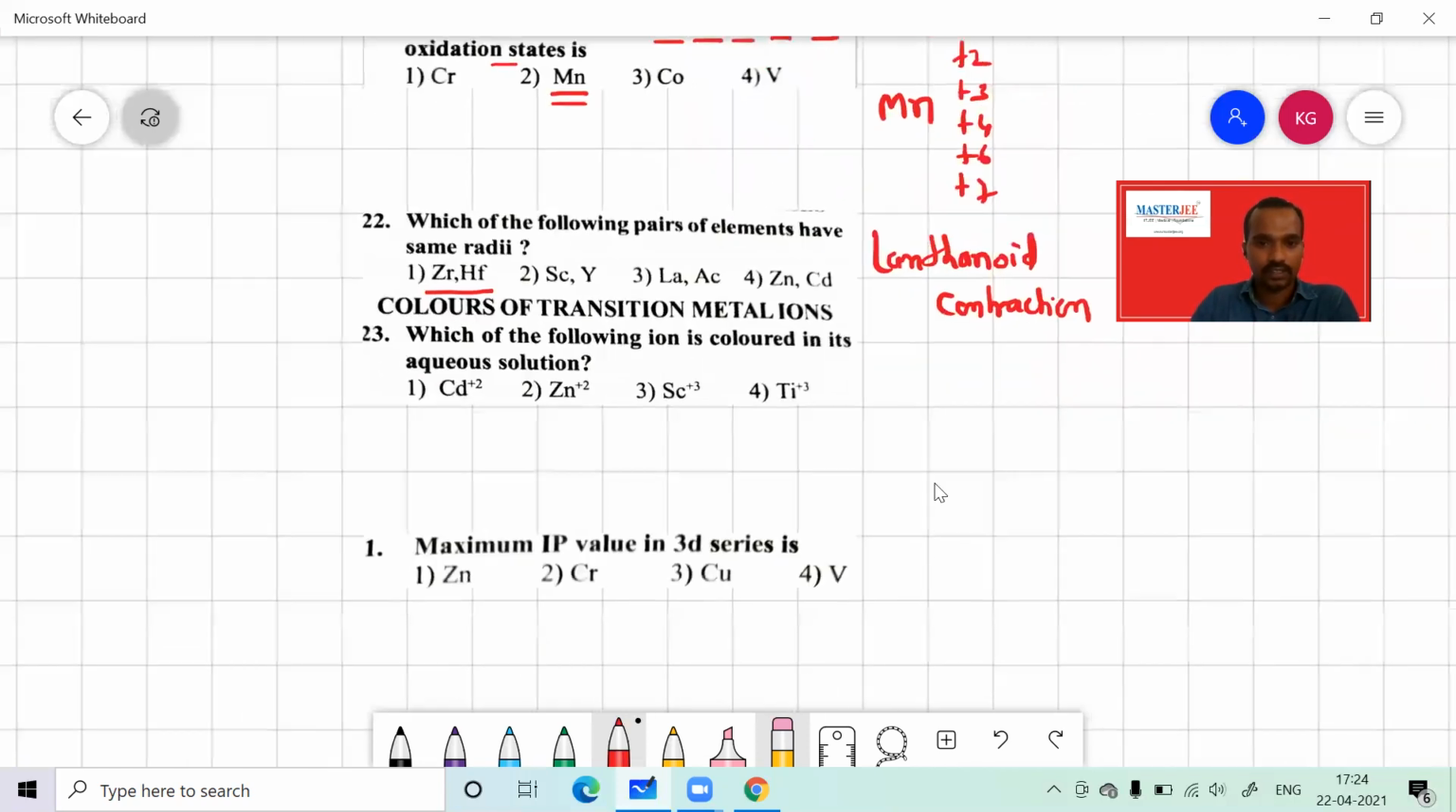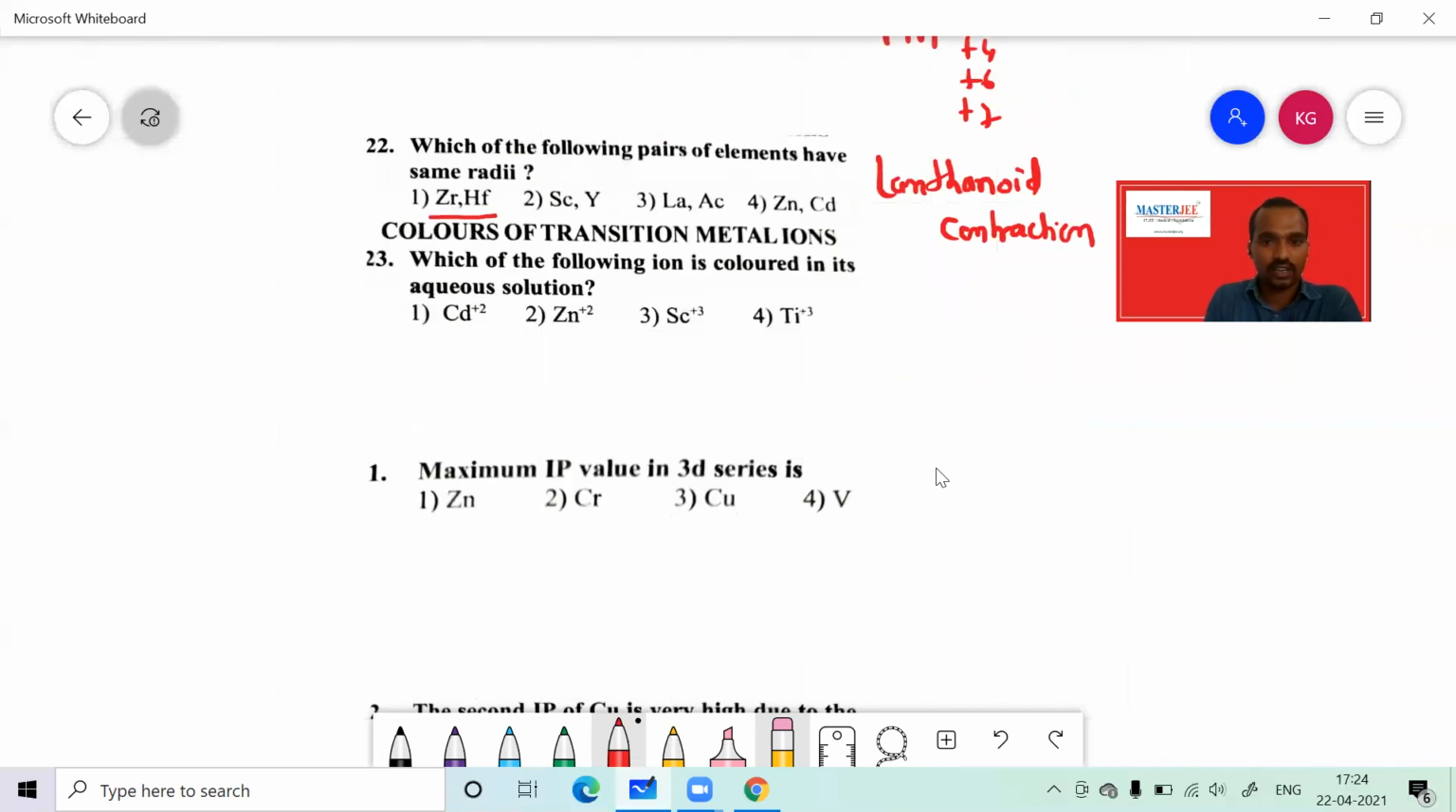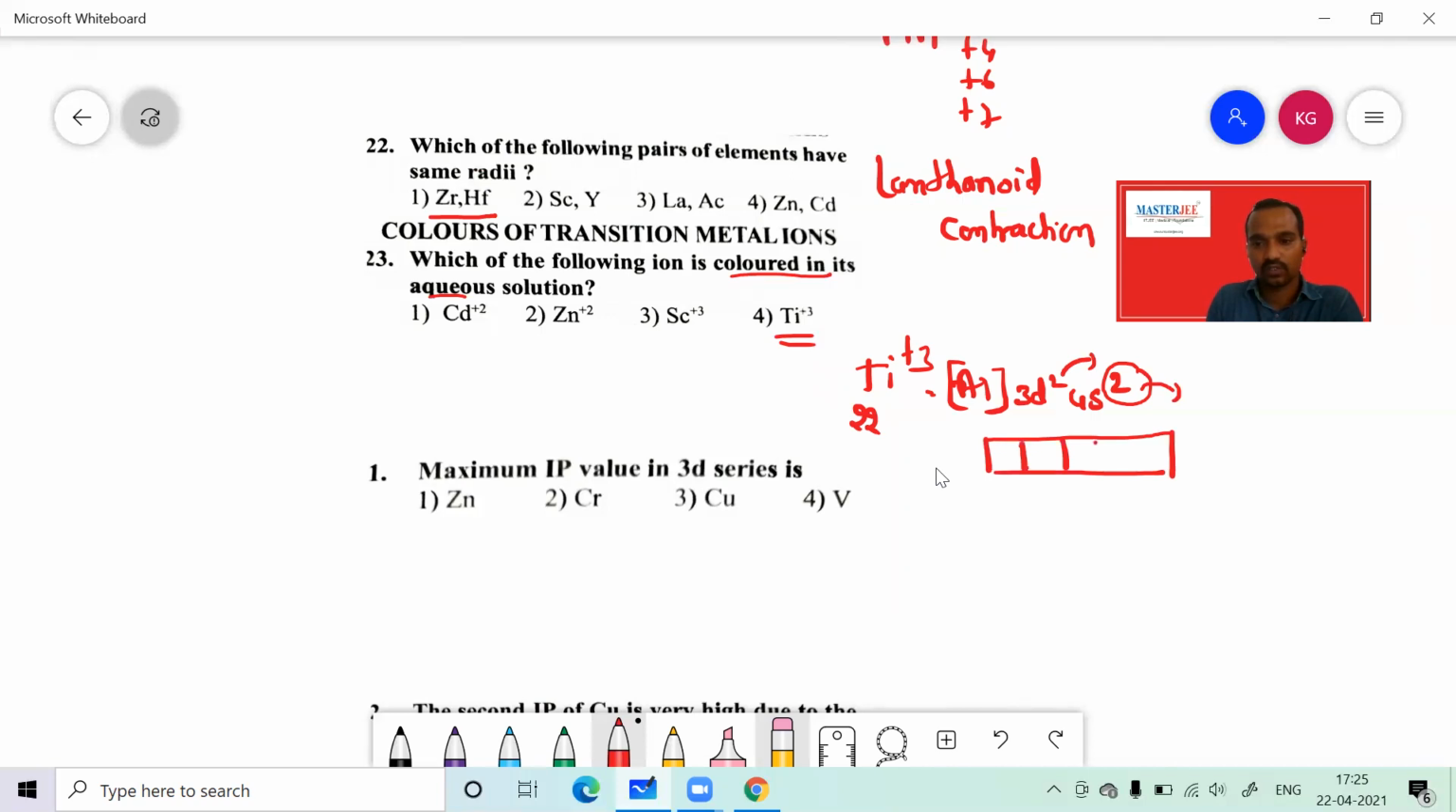Next, which of the following ions is colored in aqueous solution? Take titanium +3. Titanium has atomic number 22, with configuration argon 3d2 4s2. After losing three electrons, the resultant configuration leaves at least one unpaired electron in titanium +3. That's why it is colored.